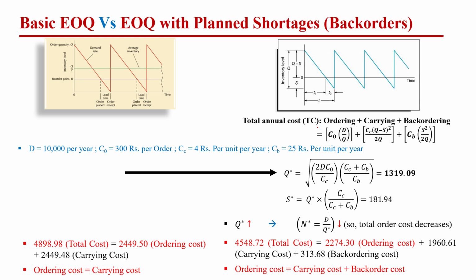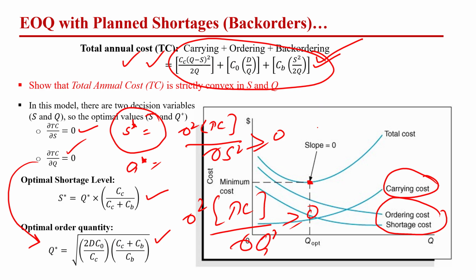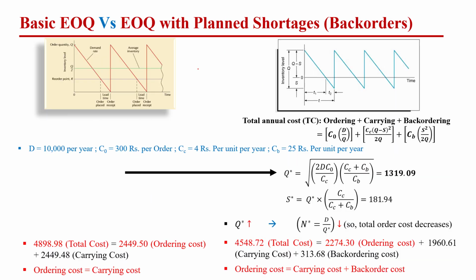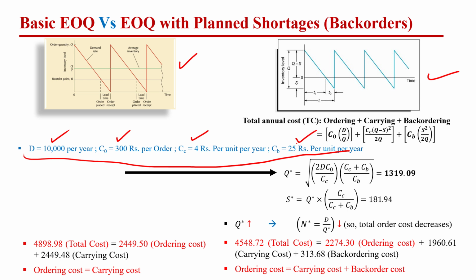I hope you got the idea of how we can find the optimum order quantity in economic order quantity with planned shortages, or the back order, as well as the shortages quantity. Now let's compare if we are using the simple basic EOQ model or the EOQ with planned shortages. This is the data we have: the annual demand, that is 10,000, the per order cost, the per unit carrying cost, and we have the back order cost.